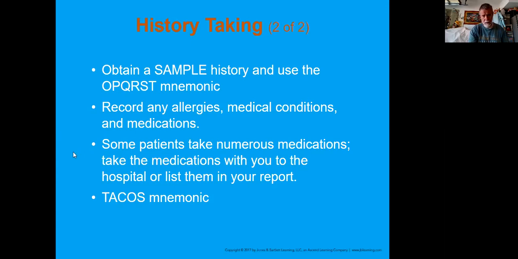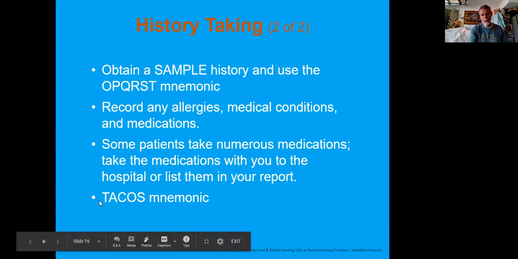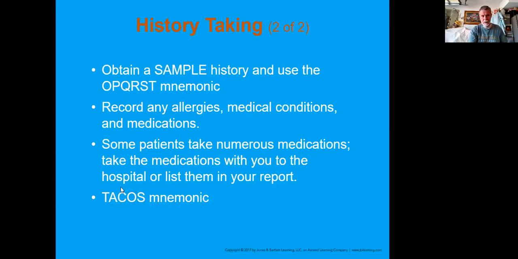One more mnemonic for you is TACOS: tobacco, alcohol, caffeine, other, or I should say over-the-counter drugs. And then we get into, and this is funny, sexual or street drugs. You're like, well, sexual drugs. Is it a Viagra or something that they're taking? And then any street drugs as well.